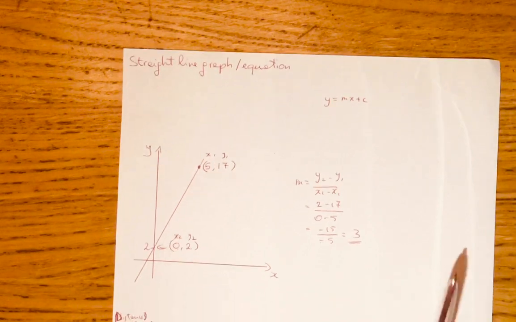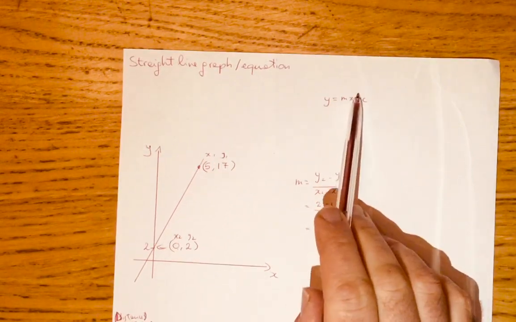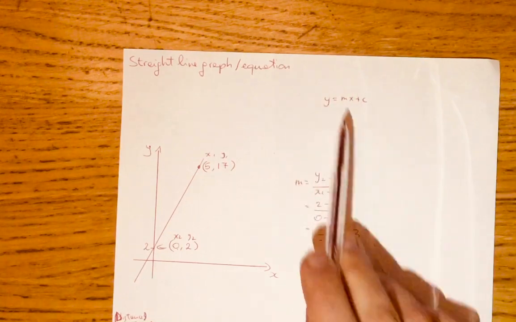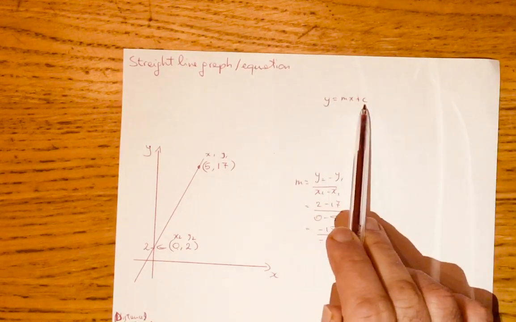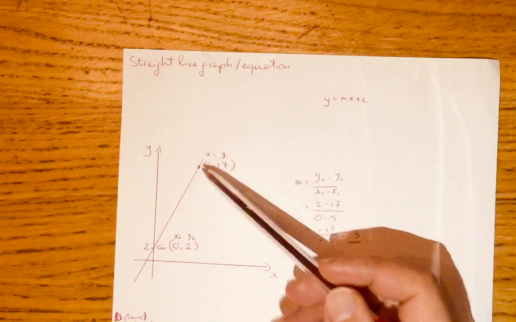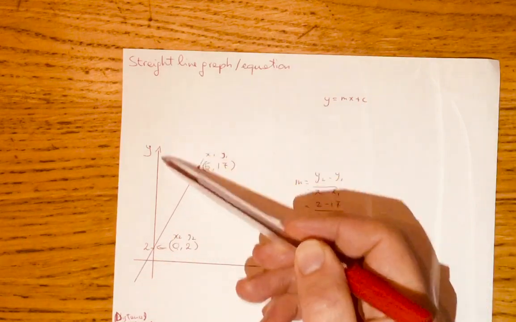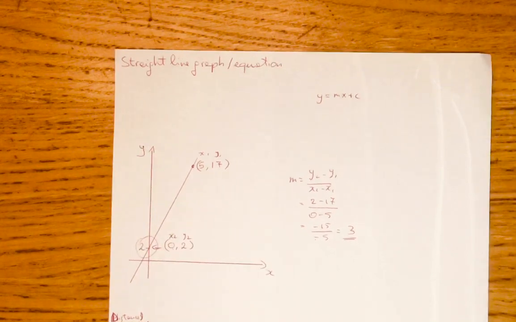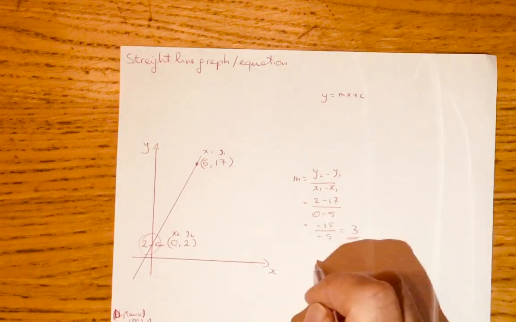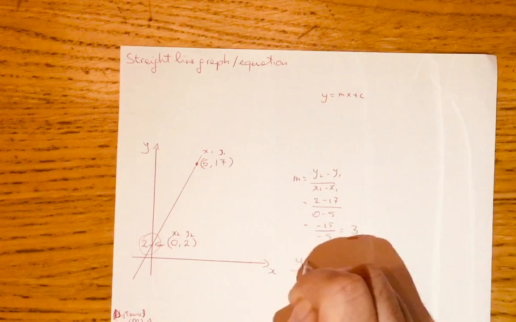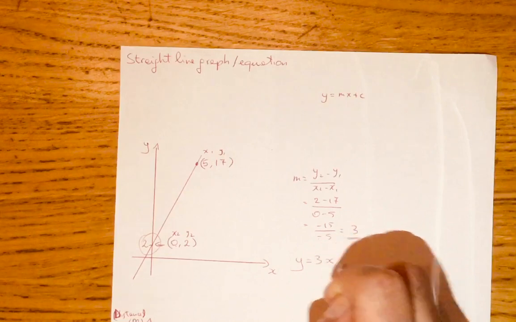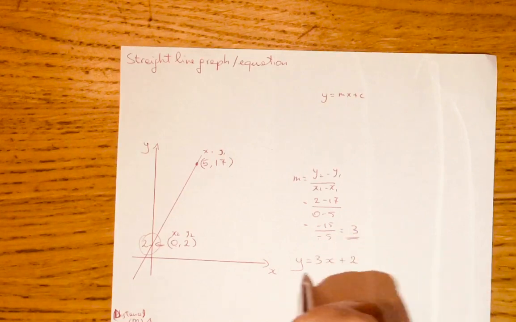So we get a positive gradient, which is what we were expecting, and the gradient is 3. Okay, now we want the equation of the line to look like this. So we know that the gradient is 3, and this we said is the y-intercept, which is the point where the line crosses the y-axis, which in this case is 0.2. So we can just get the equation of the line as y is equal to 3x plus 2.